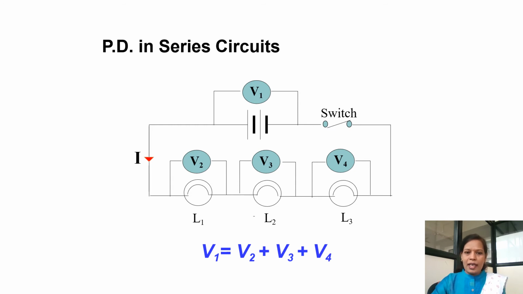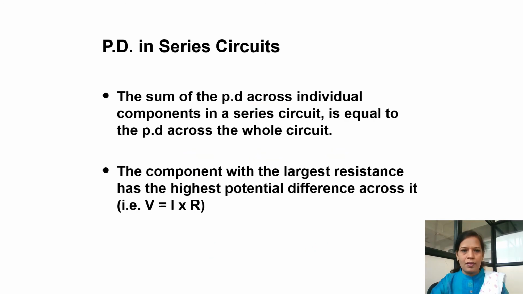But what about the voltages? If you see the circuit diagram, it is observed that voltmeters V2, V3 and V4 are connected across the components L1, L2 and L3. And the overall potential difference across the series circuit will be the addition of V2, V3 and V4. Therefore, it is concluded that the sum of the potential differences across individual components in a series circuit is equal to the potential difference across the whole circuit. The component with the largest resistance has the highest potential difference across it because according to Ohm's law, V is equal to I into R.